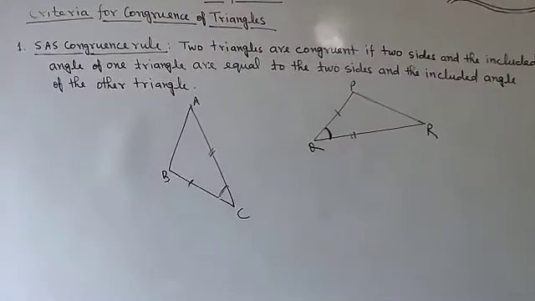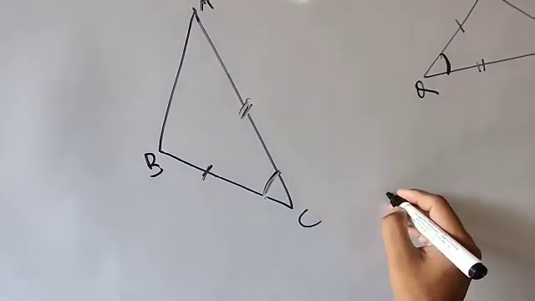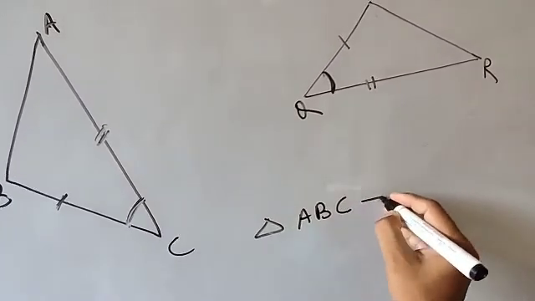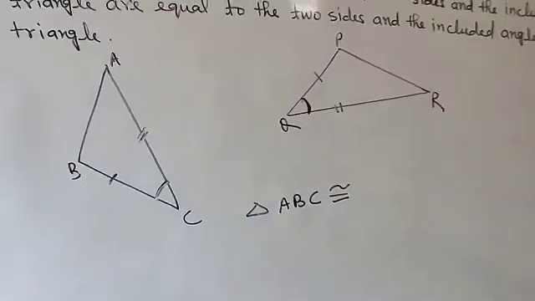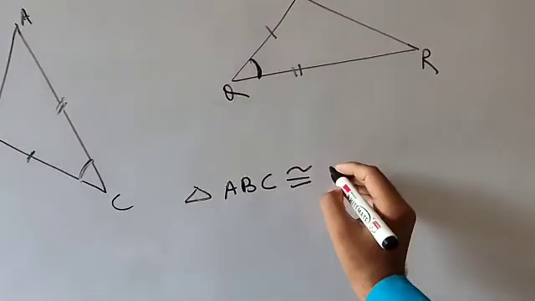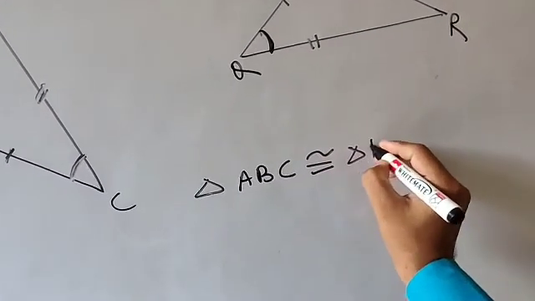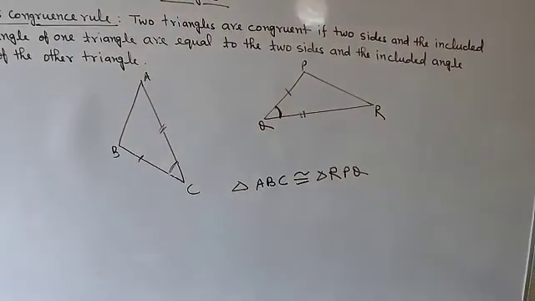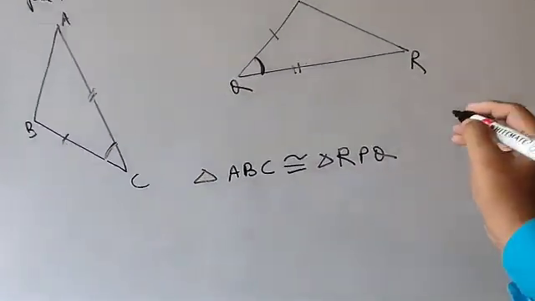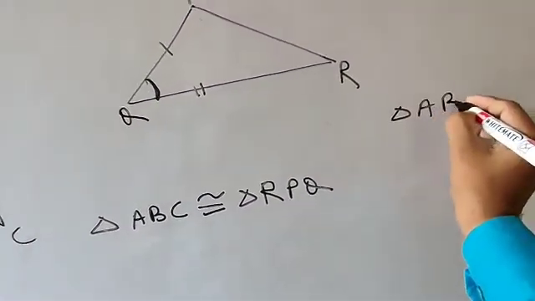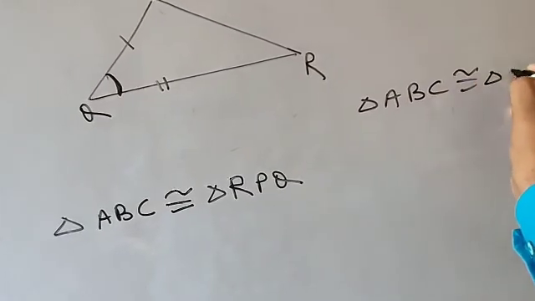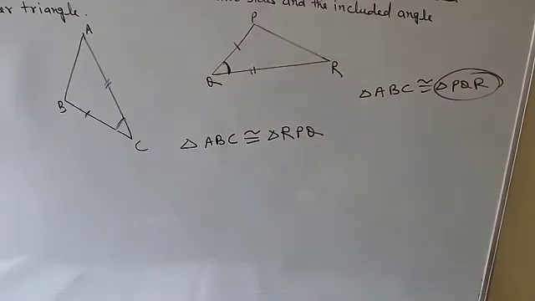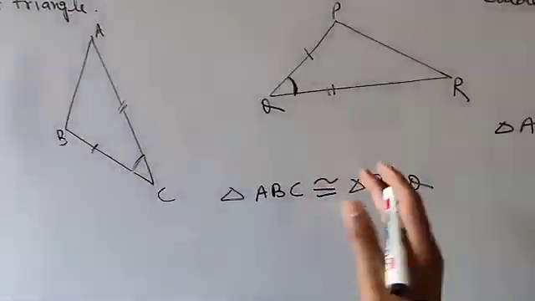So how will you write the triangle congruence? Here you will write like this: triangle ABC congruent to triangle RPQ. Triangle RPQ. Students, why have I not written triangle ABC congruent to triangle PQR? What is the reason why I have not written the name of the triangle as PQR? The reason is the correspondence.